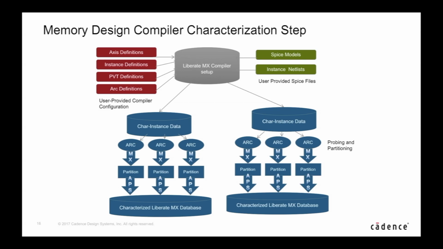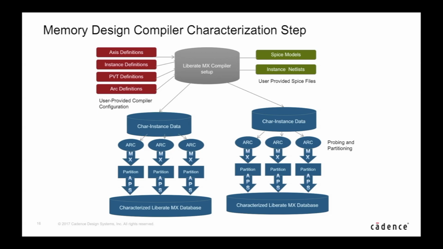The user is able to define the axis on which interpolation is going to be performed, the definition of the instances that are going to form the base, my starting point for the interpolation, what are the PVTs that we will need to generate data for, and obviously the definitions of what arcs we are interested in. On the other side, he needs to provide SPICE models and instance netlists for the instances we will actually run characterization on. After this is provided, the tool starts in parallel to the regular instance-based characterizations for the different characterized instances.